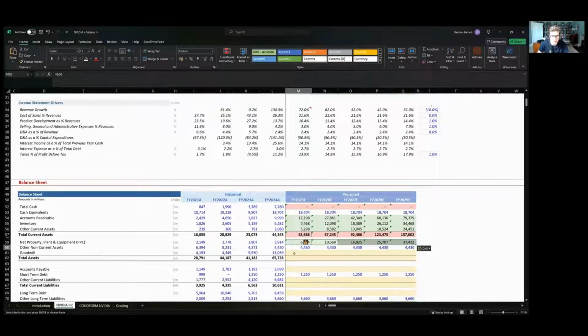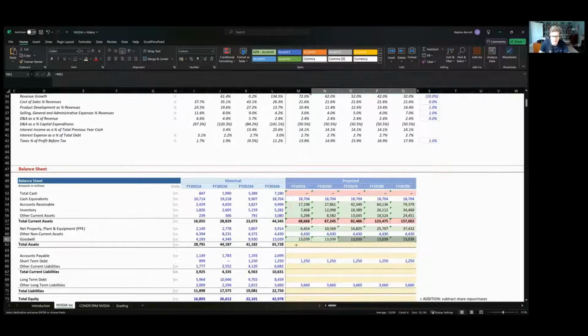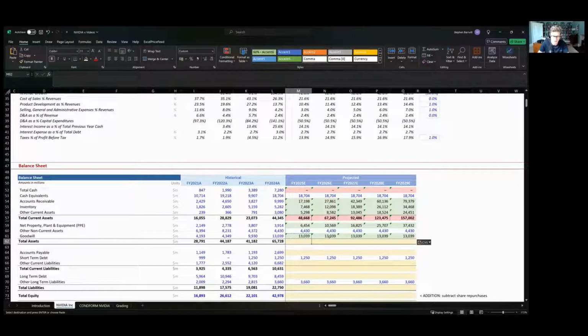Goodwill? Well, goodwill just stays fixed because we are not making any other acquisitions. Goodwill is associated with the purchase premium relative to the equity value of the company that you're buying. So we're not assuming that NVIDIA is going to buy any companies out into the future. So we just keep it fixed at 13 billion.